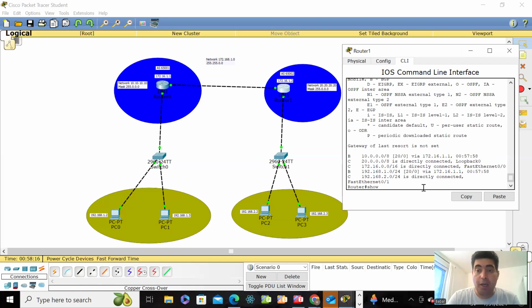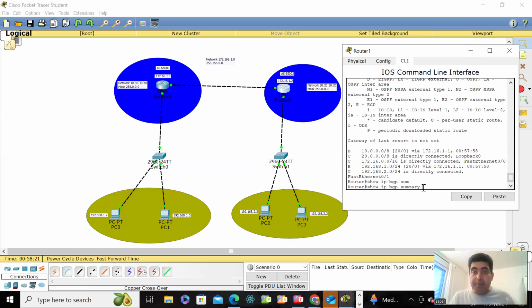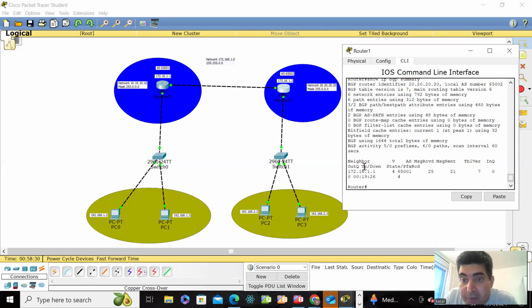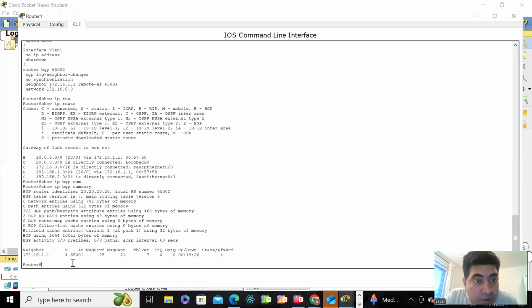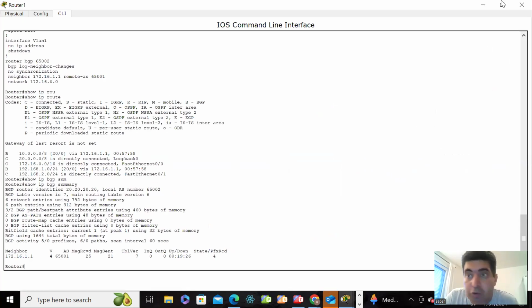Next is show ip bgp summary, which shows who my neighbors are. I'm right now on router 1, so I'm going to check and verify. My neighbor is 172.16.1.1, and the autonomous system number shown is 65001.